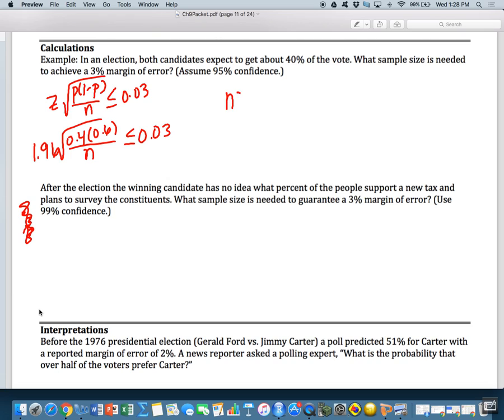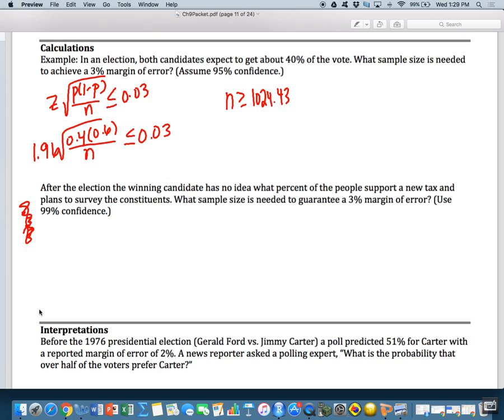Okay, this is what you should have gotten. N has to be at least 1024.43. You have to pay attention to where N ends up on the side of the inequality. So previously it was on the less than side, now it's on the greater than side.